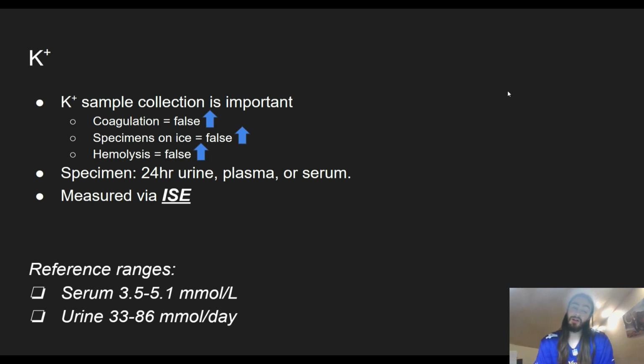Plasma, serum, or 24-hour urine specimens can be used, and it is also measured via ion selective electrode, which we'll talk about later, and there are a couple of reference ranges.